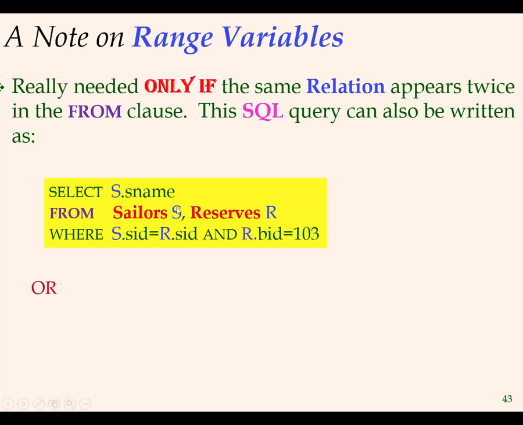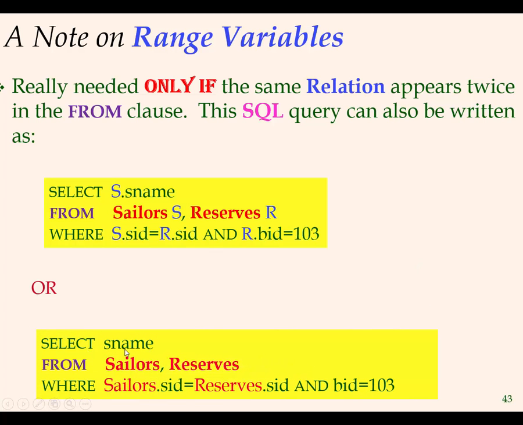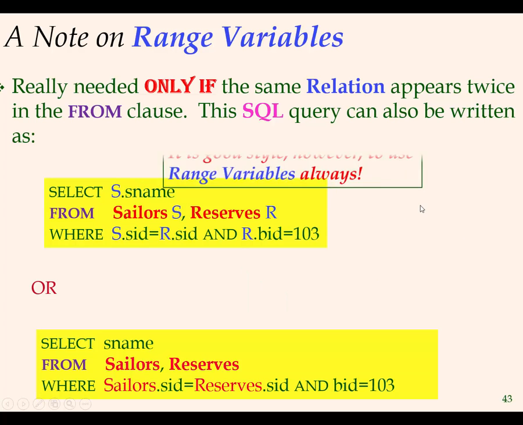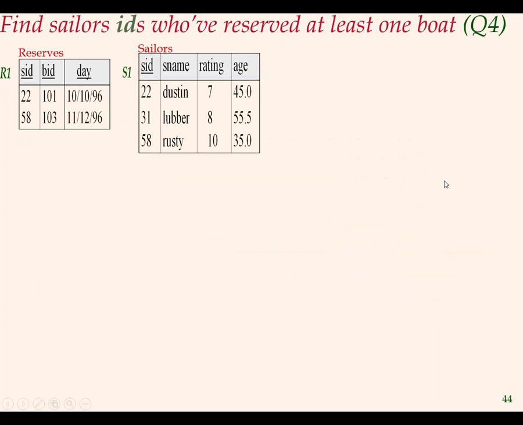Now, we didn't look at this. These are called range variables. So sailors is a range variable that can be used inside the select statement. Reserves too. I can actually answer that by using just S-name, sailors, reserves, and say sailors SID. But again, sometimes I have to create more than one instance of the relation to actually answer the query. So please, it's a good style to use these range variables, and I want you always to use them.